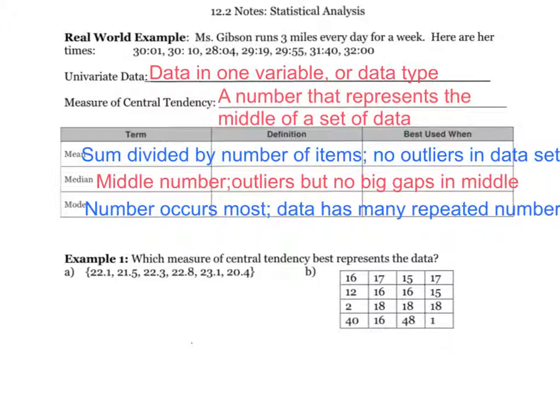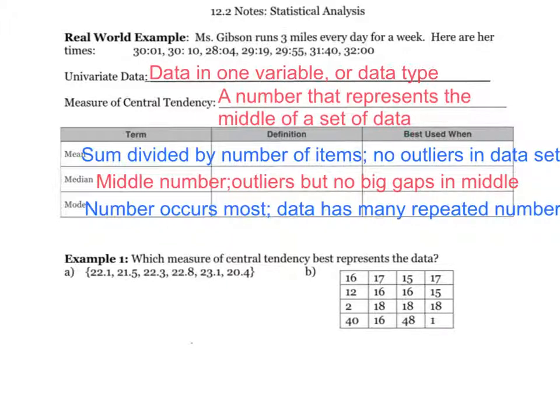Here are her times: 30 minutes and 1 second, 30 minutes and 10 seconds, 28 minutes and 4 seconds, 29 minutes and 19 seconds, 29 minutes and 55 seconds, 31 minutes and 40 seconds, and 32 minutes. So when information is represented, all of this information is represented as time. Since all of the data is represented in one specific way, that's going to be called univariate data because the data is in one variable or data type.